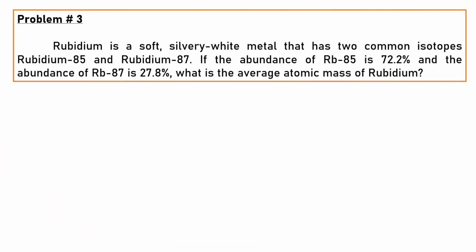Problem number 3. While I'm reading this one, you can already solve for the average atomic mass. So let us have problem number 3. Rubidium is a soft silvery white metal that has two common isotopes, such as rubidium-85 and rubidium-87. If the abundance of rubidium-85 is 72.2% and the abundance of rubidium-87 is 27.8%, what is the average atomic mass of rubidium? So you only have 1 minute. You may start.